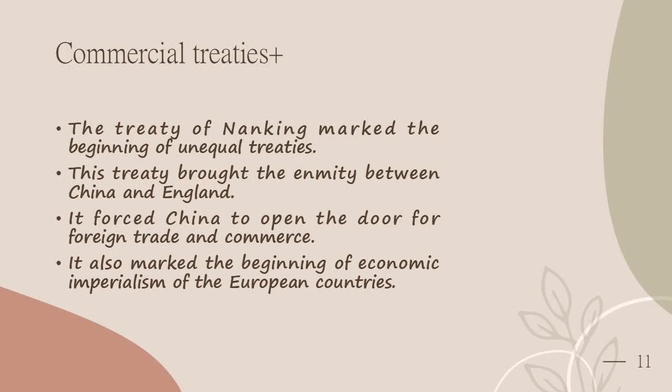Next comes the effects of the Treaty of Nanking. The Treaty of Nanking marked the beginning of unequal treaties. This treaty brought the enmity between China and England to an end for the time being. Its effects were far-reaching. It forced China to open her door for foreign trade and commerce. It also marked the beginning of economic imperialism of the European countries. Vinacke calls this treaty the starting of the cutting up of the Chinese melon.